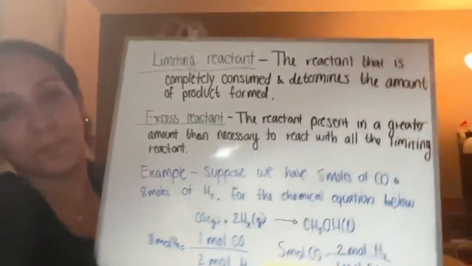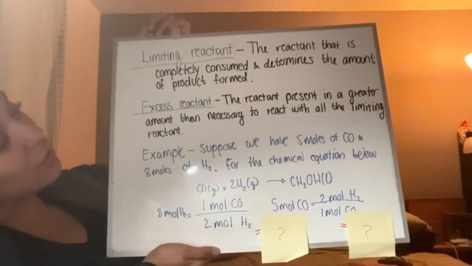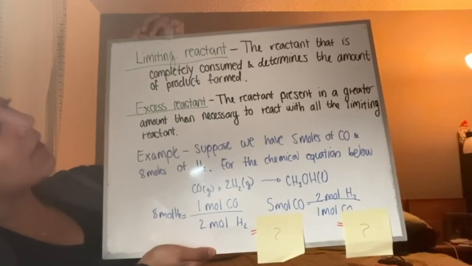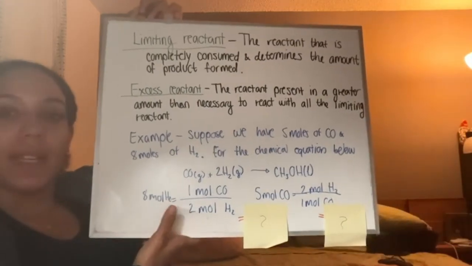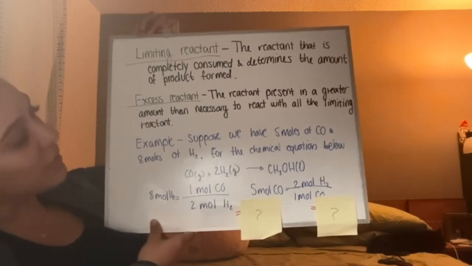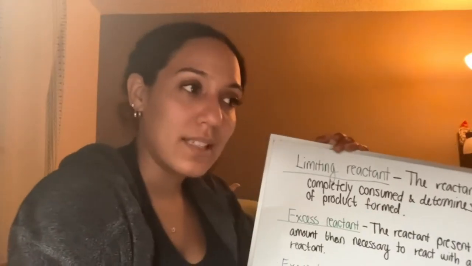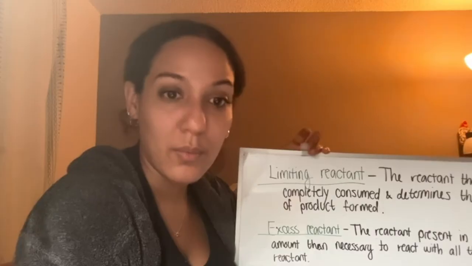My topic for chapter 3 is limiting and excess reactants. So I did my little board here. Limiting reactant, the reactant that is completely consumed and determines the amount of the product formed. And then excess reactant is the reactant present in a greater amount than necessary to react with all the limiting reactants. So the limiting reactant is basically when you're going to make something, the ingredient that you have least of. So it's the one that you're going to run out of first.